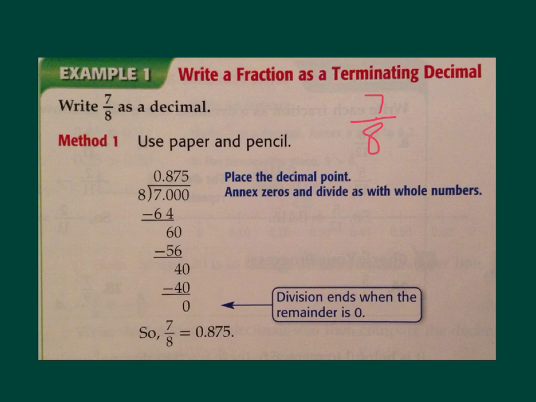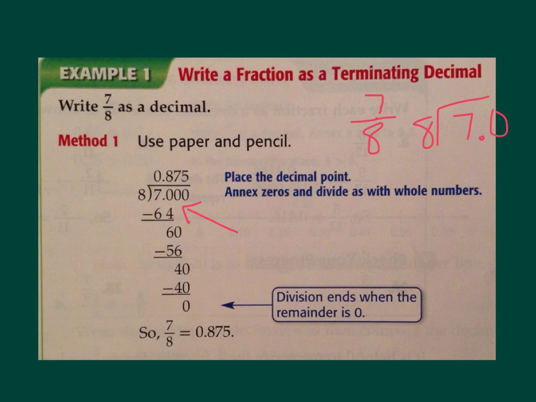Now the key, once you set that up and you've got your 8 on the outside, your 7 there, is to put the decimal right there and add the 0. You can see they've done that right here. And if you don't remember how to do the division like this, ask me real quickly and I can go over that with you. You probably just need a refresher.